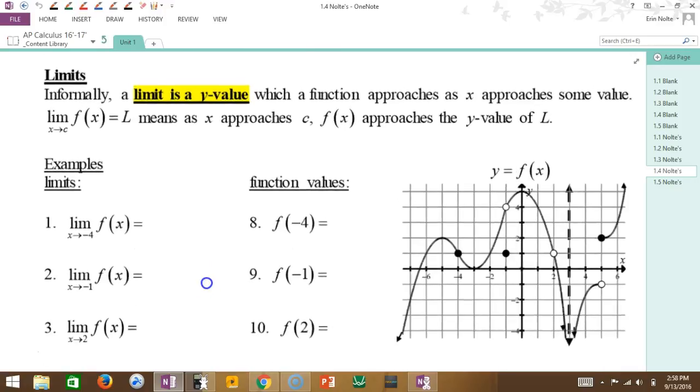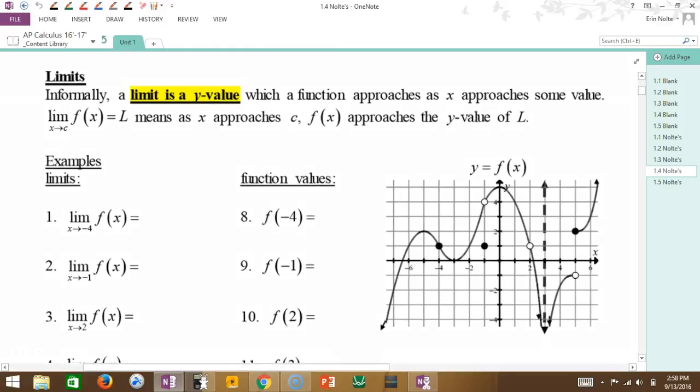Check out this definition. Informally, a limit is a y value. Did you notice how I enunciated that part? It's a y value which the function approaches as x approaches some value. Crystal clear? Oh, really? I didn't think you would really agree with that.